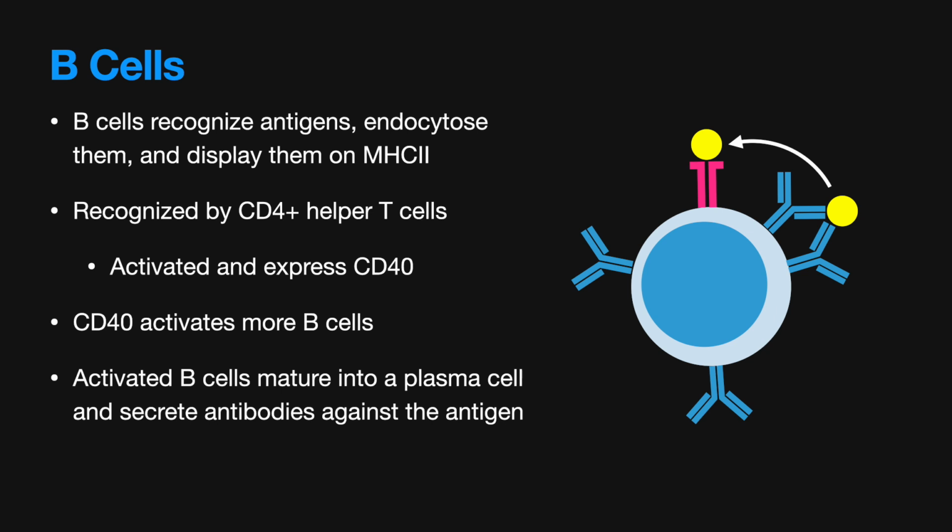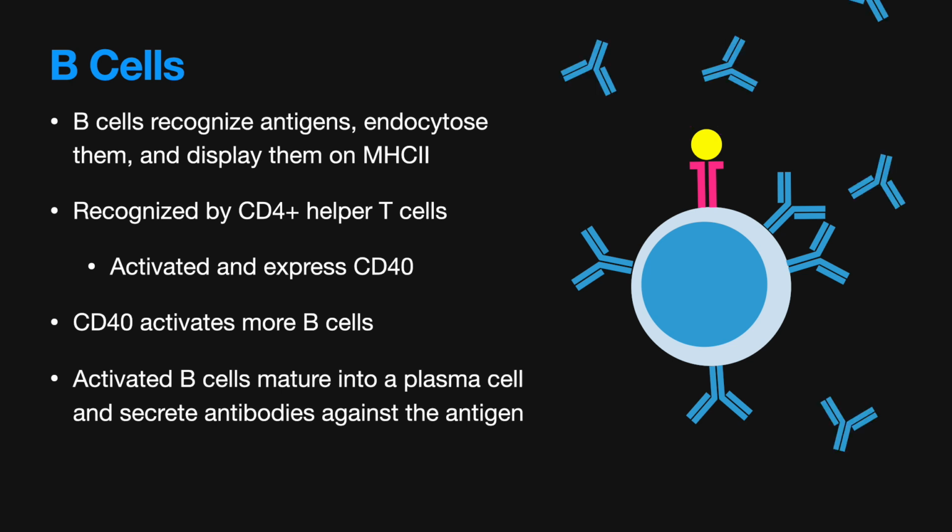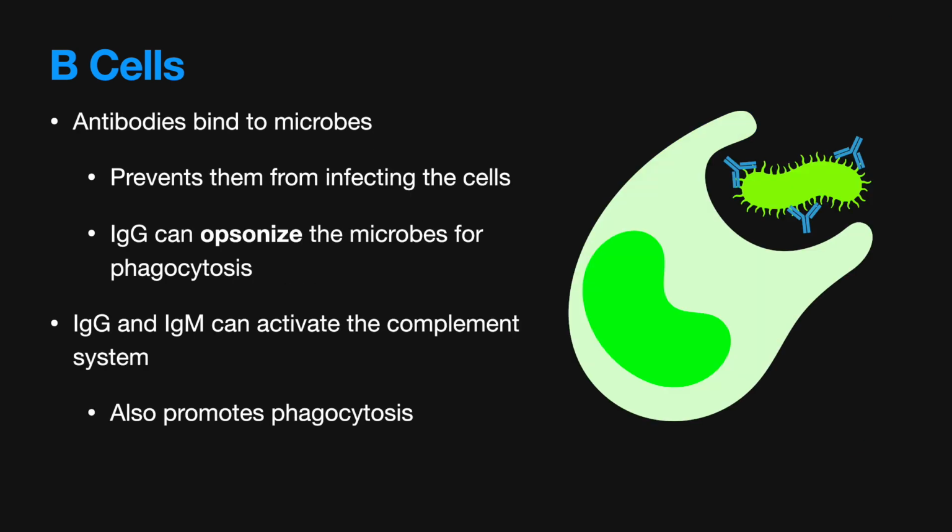The presented antigen is recognized by a CD4 helper T cell, which becomes activated and expresses CD40. Expression of CD40 allows the helper T cell to activate more B cells. Once activated, B cells mature into a plasma cell and begin secreting antibodies against their target antigen. Secreted antibodies bind to microbes and prevent them from infecting the cells.